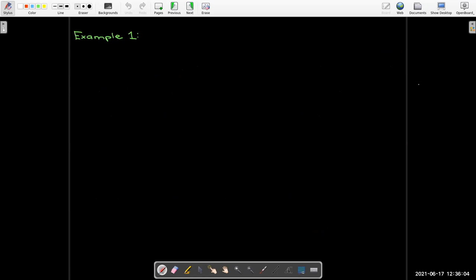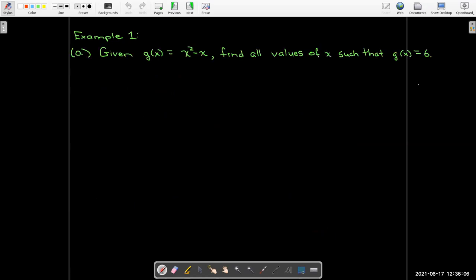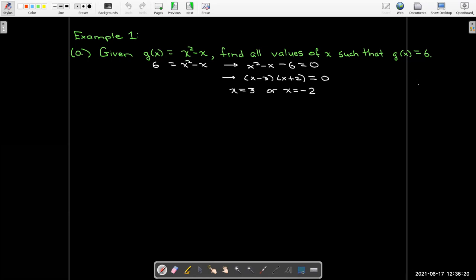Let's look at some examples. We saw this example in the previous video. We said if we have g of x equals x squared minus x, we'd like to find all x values where g of x equals 6. So we had to solve an equation. It was a quadratic equation. And we found that we got two different inputs whose output is 6. So this cannot be a one-to-one function.